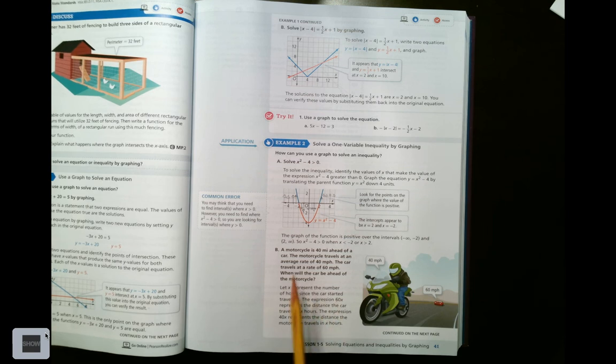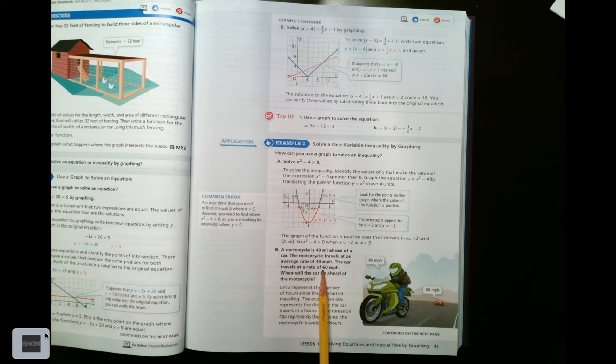So let me just clarify here. Sometimes I like to read these things again. A motorcycle is 40 miles ahead of the car, right? And they show that in the picture. The motorcycle is 40 miles ahead of this car. The motorcycle is going at an average rate of 40 miles per hour. The car is going at an average rate of 60 miles per hour. So the motorcycle is in front of the car, the motorcycle goes 40 miles per hour, the car goes 60 miles per hour. So let's see what that function looks like.